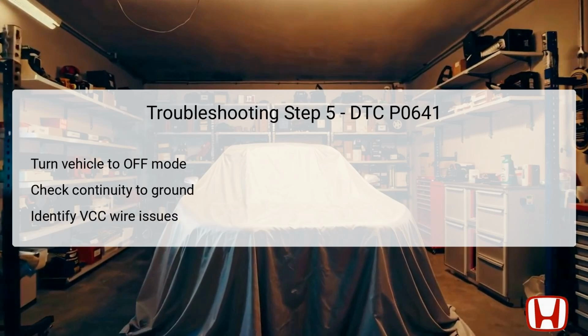The final troubleshooting step begins by ensuring the vehicle is turned to off mode once more. You will then check for continuity between specific test points for the sensors previously disconnected, testing each one against body ground. This step is essential to ensure that there's no unwanted short circuit present within the VCC lines, which would influence the sensor's operation. It's important to ensure that if continuity exists where it shouldn't, it indicates a short in the wiring that requires repair.